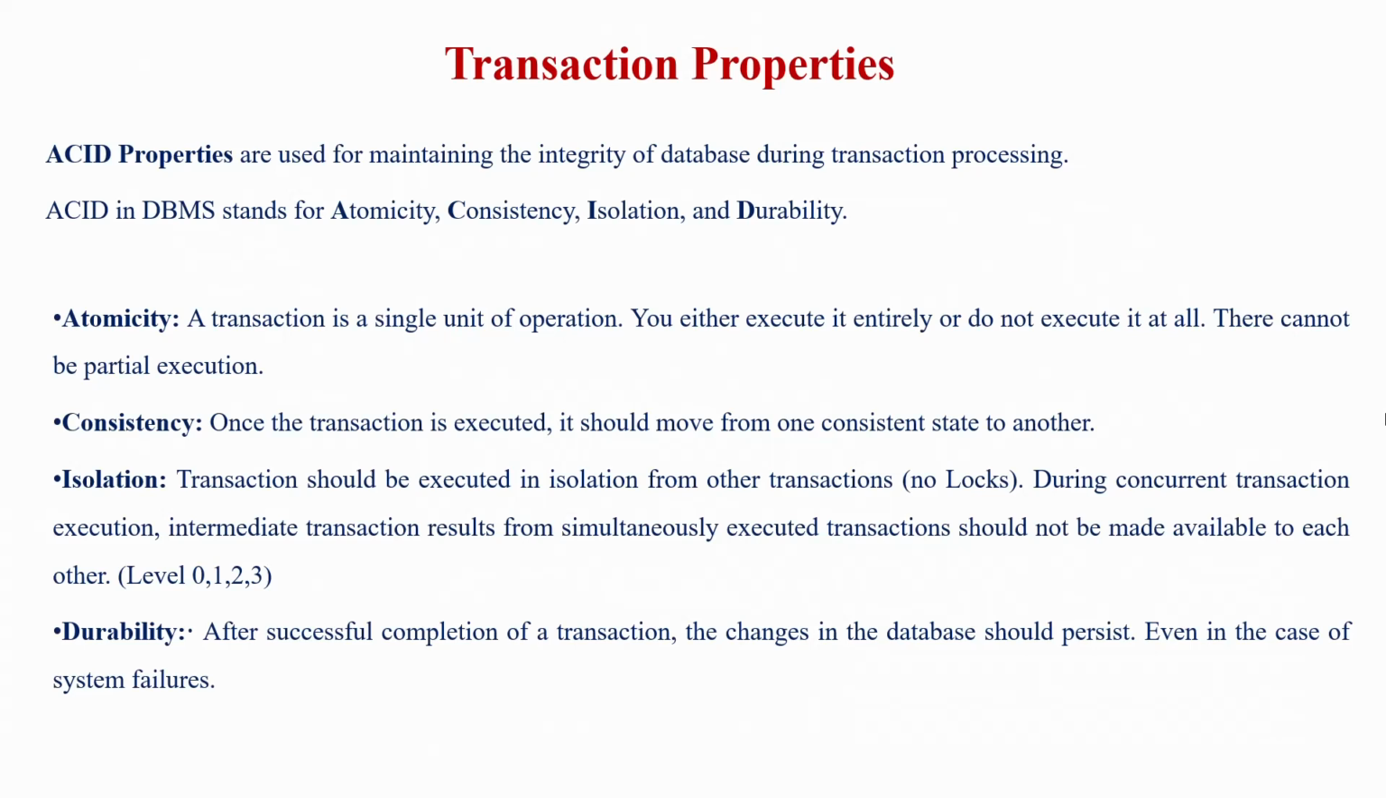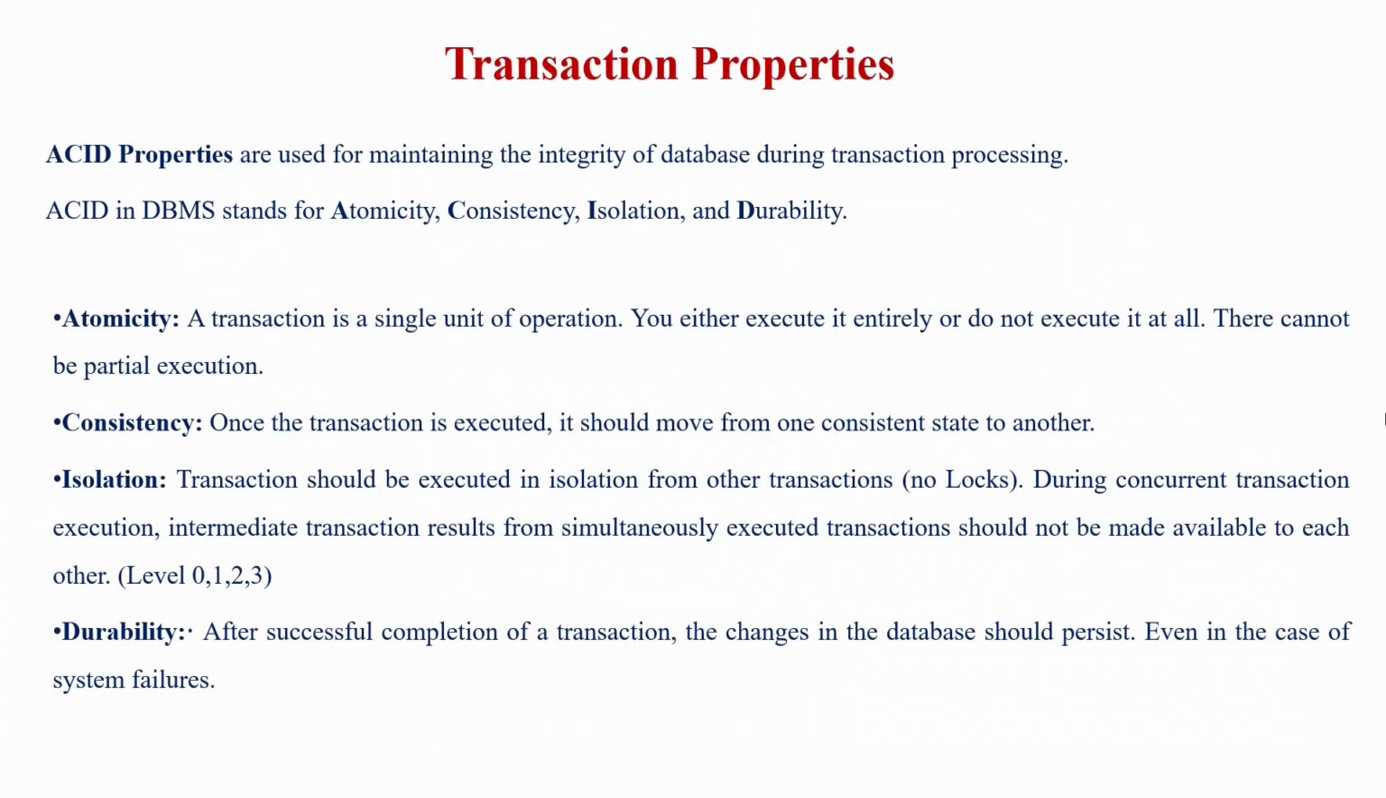Then transaction properties. Transaction properties are used for maintaining the integrity of the database during transaction processing. ACID properties. A represents atomicity, C represents consistency, I represents isolation, and D represents durability.